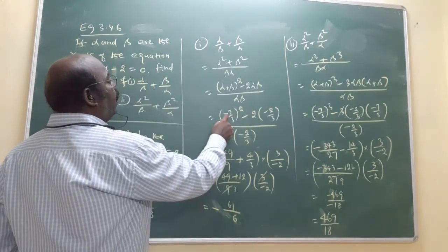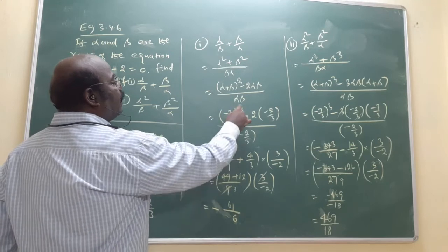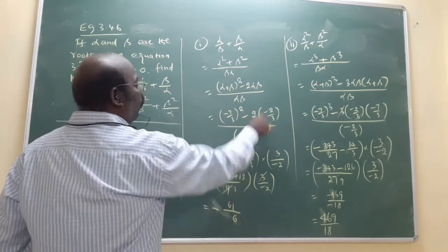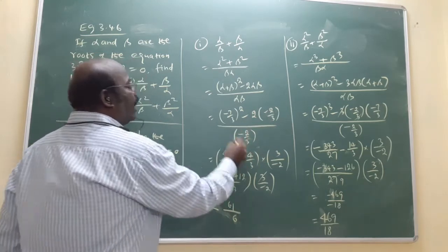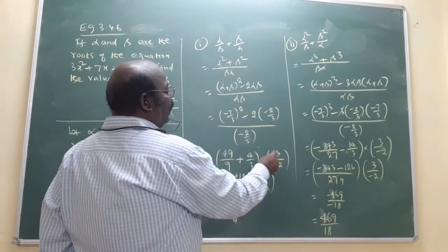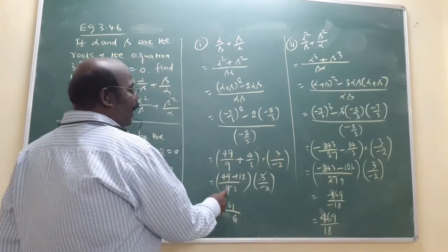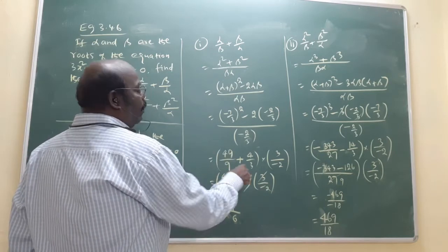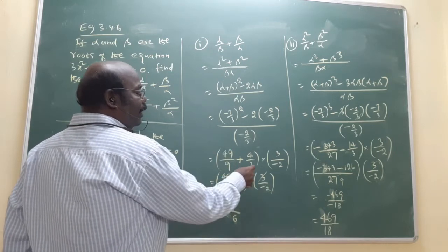Now squaring: minus whole square is plus, 7 square, 49 by 9, minus into minus plus 4 by 3, close the bracket. Denominator, minus 2 by 3, that is reciprocal, multiplication 3 by minus 2. Now taking 9 as LCM. Here 9 is there, no? Taking 49 will come. But 3 is there in 9, 3 times, no?